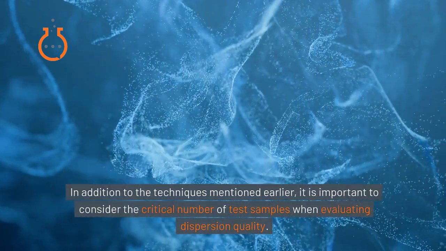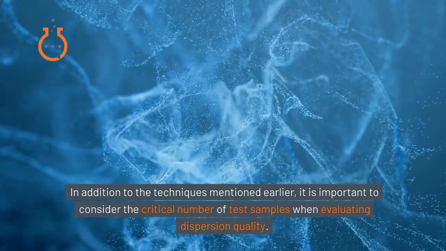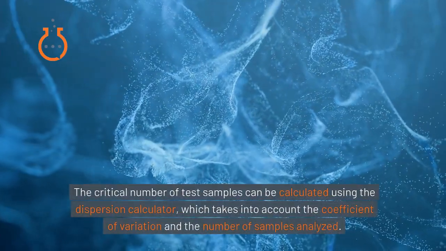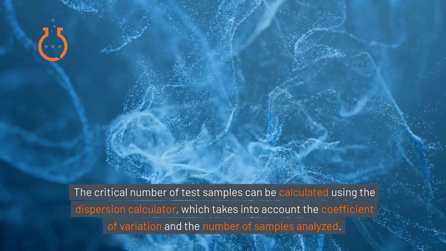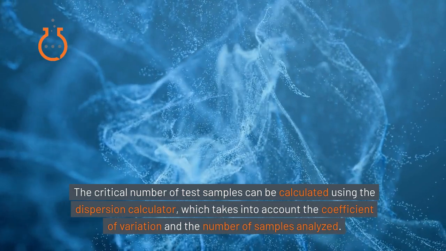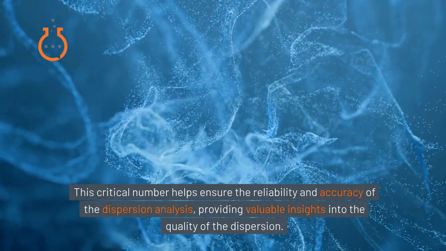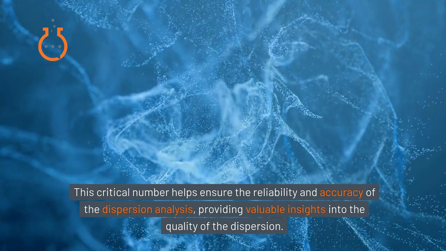In addition to the techniques mentioned earlier, it is important to consider the critical number of test samples when evaluating dispersion quality. The critical number of test samples can be calculated using the dispersion calculator, which takes into account the coefficient of variation and the number of samples analyzed. This critical number helps ensure the reliability and accuracy of the dispersion analysis, providing valuable insights into the quality of the dispersion.